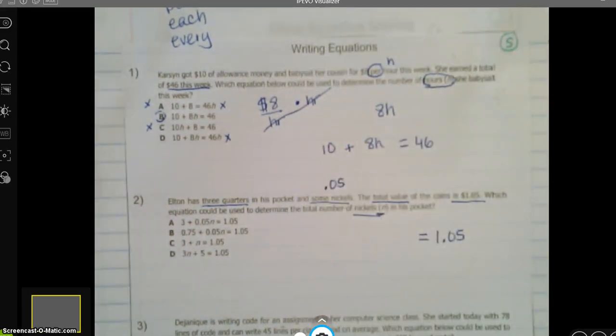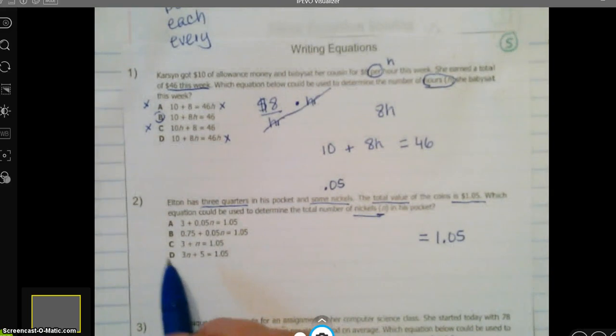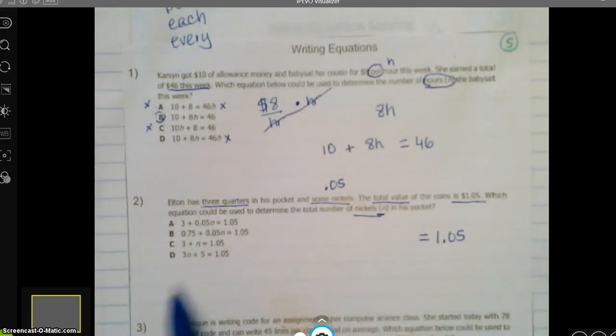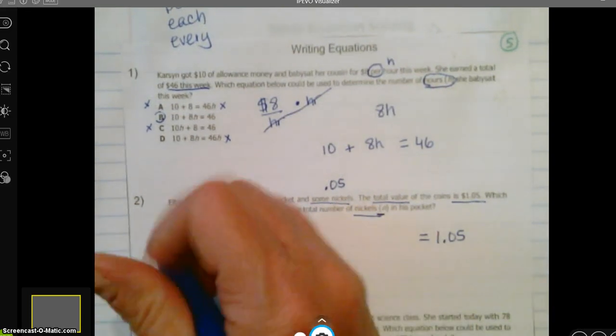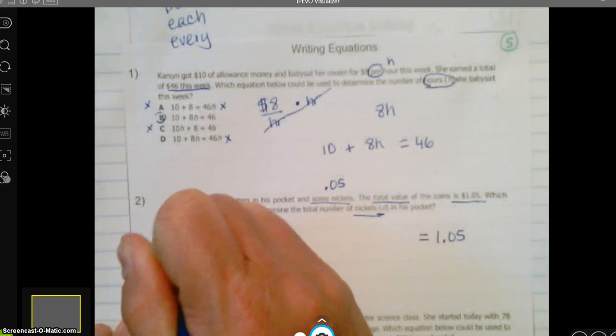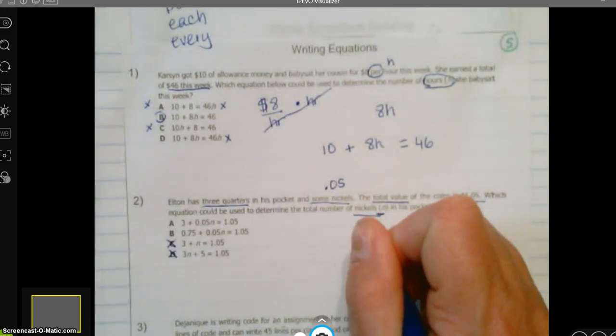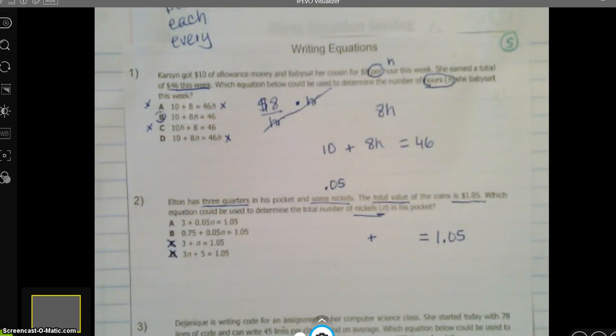Okay, so if I was looking at that, I'm pretty much going to tell you C and D cannot be correct, because this wouldn't make sense. 5 would be like $5, so this can't be right. I'm looking for some form of nickels, which would be 0.05. So C and D, those are gone. So basically, guys, we are adding the quarters and the nickels.